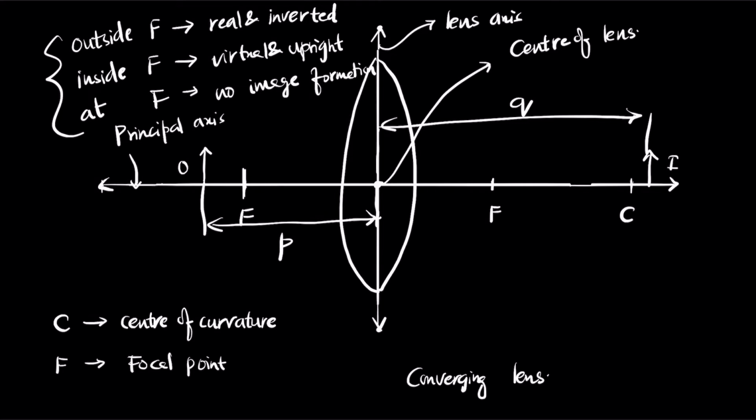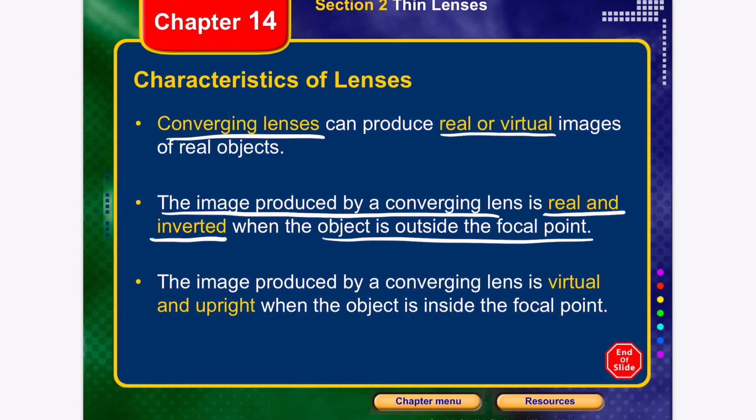This is the main reason to remember the focal point. The focal point is important because at that focal point there is no formation of the image, and the image ends up being a point image. So you only see a single point, right? That's the idea behind this.